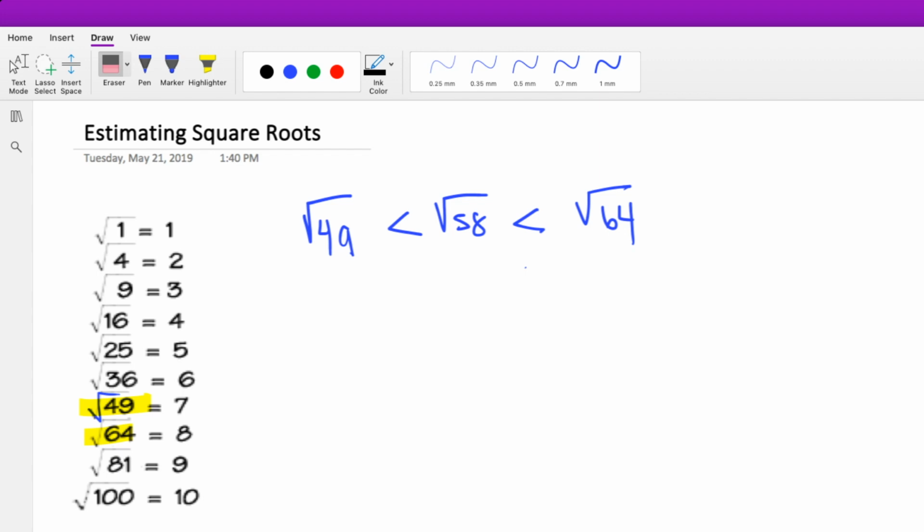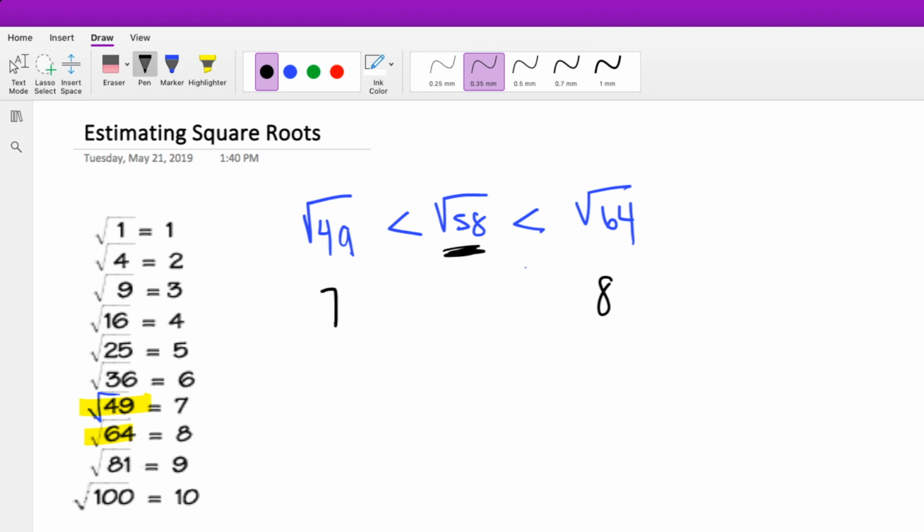So now what do we do? If we know our perfect squares, we know that the square root of 49 is the same thing as 7 squared. So we're just going to write that as just a regular old 7. And then we know that the square root of 64 is 8. So knowing that, that means that the square root of 58 has to be somewhere between 7 and 8.